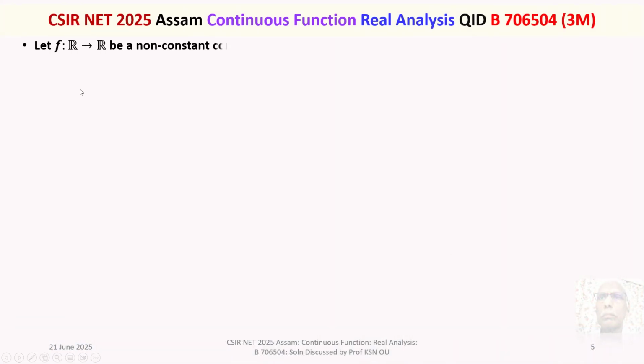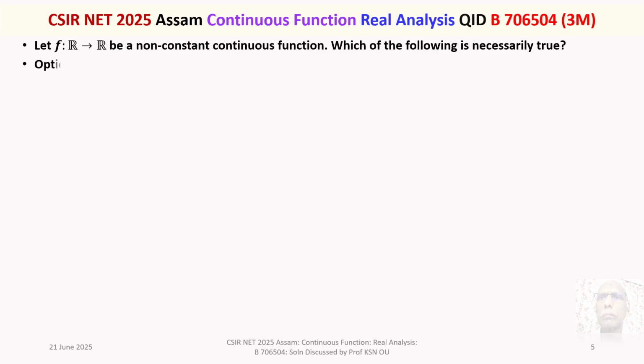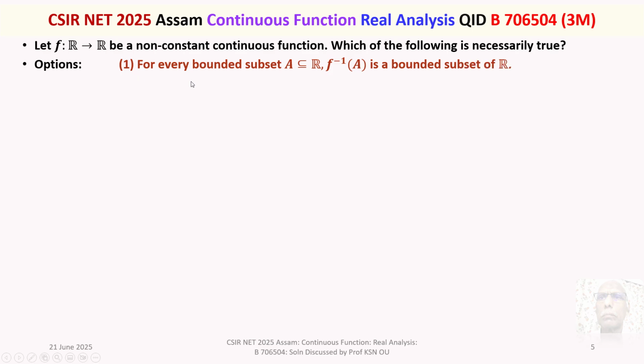The given question is, let f be a map from R to R, which is a non-constant continuous function. Which of the following is necessarily true? We are given 4 options. Option 1, for every bounded subset A of R, f inverse of A is also a bounded subset of R.